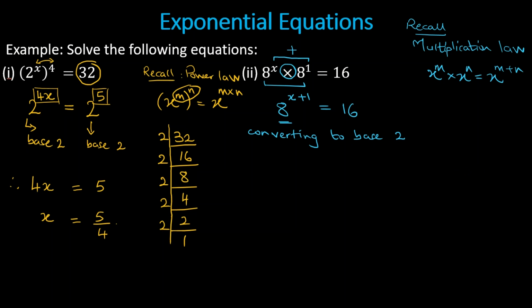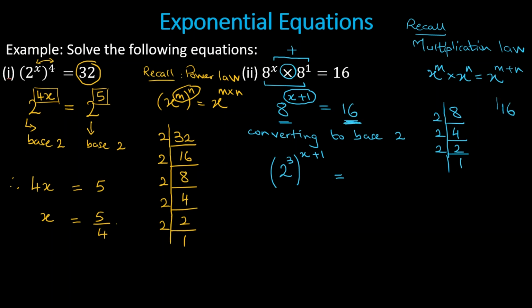Here we have 8. 8 we divide by 2 is 4. We divide by 2 is 2, and we divide by 2 is 1. So on the left hand side 8 is simply 2 to the power 3. Now with 8 you have the power x plus 1. You write down x plus 1 equal to, now 16.